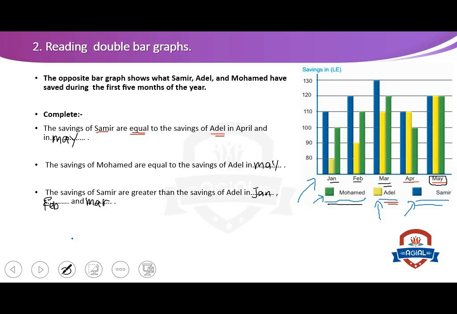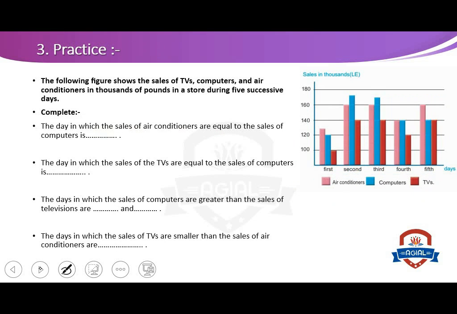And now we know how to read the double bar graph. We have to look at the colors, or we have to look at the key of the bar graph. And we notice that we represent each one of them using the colors in the double bar graph. Now let's start with this practice.